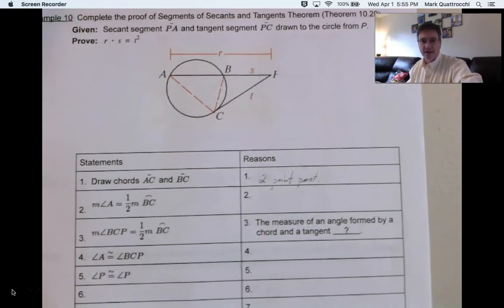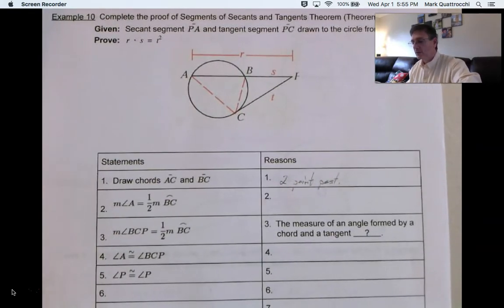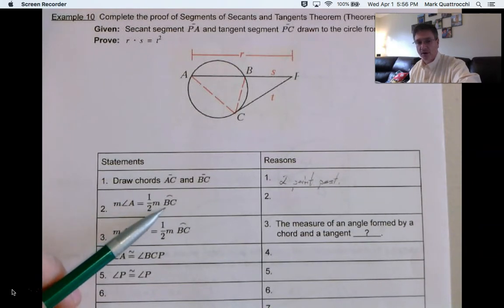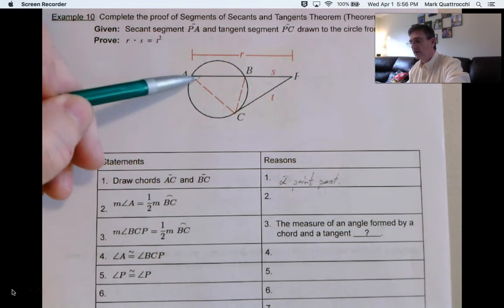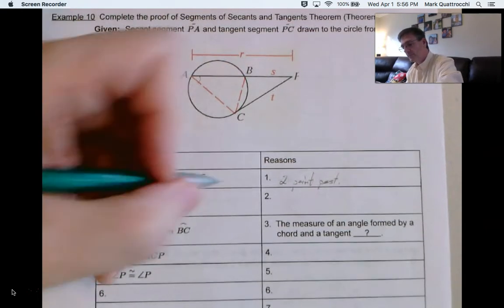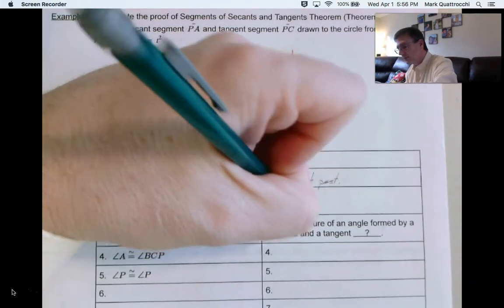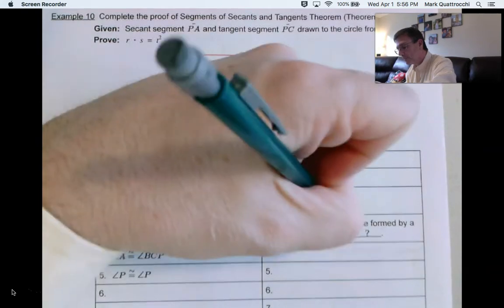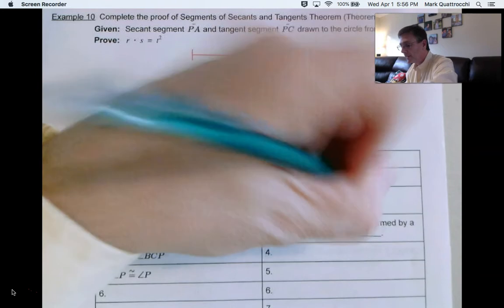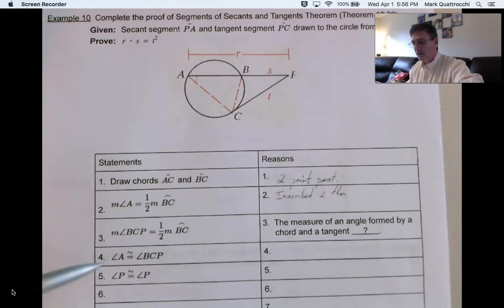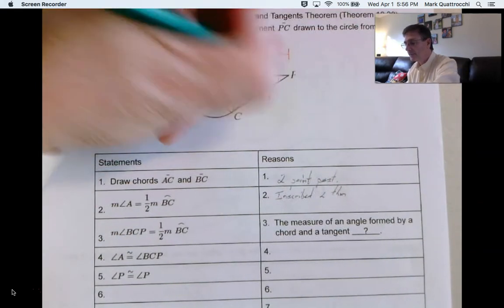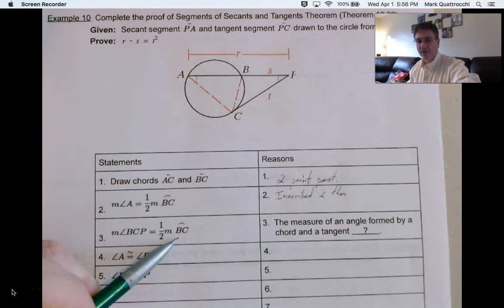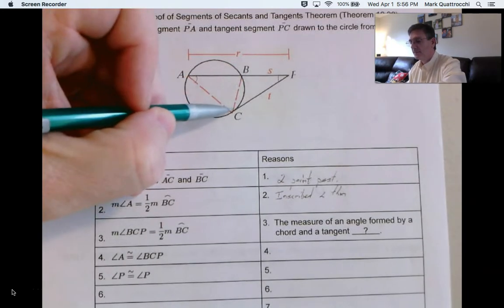So any 2 points is exactly one line. How do we know that the measure of angle A is equal to half of the measure of arc BC? Well, angle A is an inscribed angle, so it's the inscribed angle theorem. The measure of angle BPC is also equal to half of arc BC.